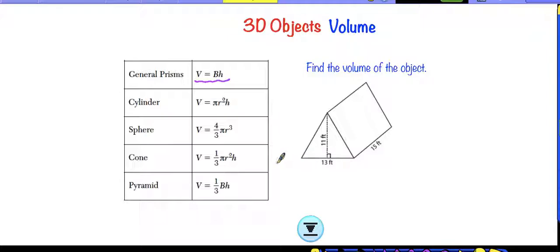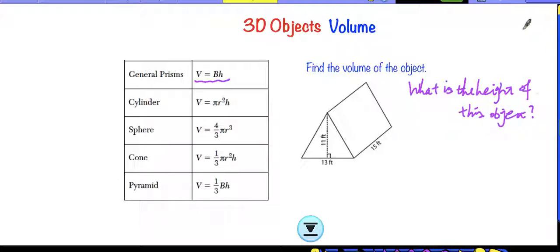However, there's one thing I will remind you. I want to ask you a question. You can pause here to think about this. What is the height of this triangular prism? What is the height of this object? That's my question. You can pause to think about this and come back to compare your answer with mine.